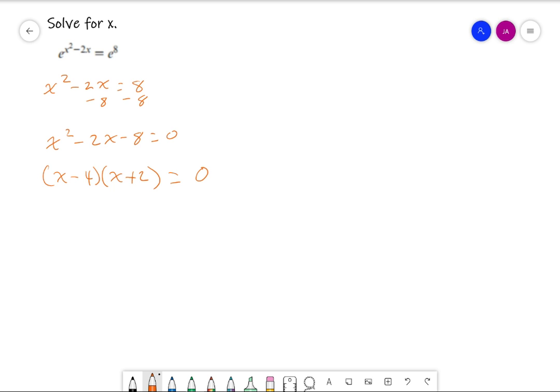Then using the zero product property, we get that x minus 4 is equal to 0, or x plus 2 is equal to 0. That is, add 4 to both sides: x is equal to 4. Subtract 2 from both sides: x is equal to negative 2. At this point, we could check our solutions, but I claim that they are x is equal to 4 and negative 2.